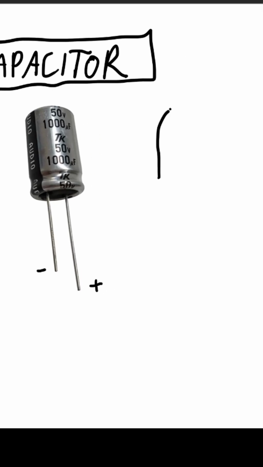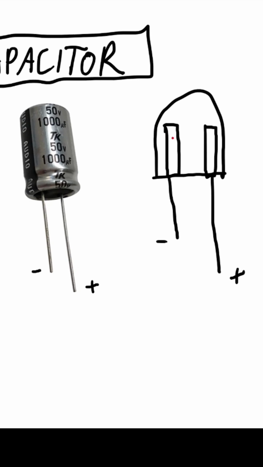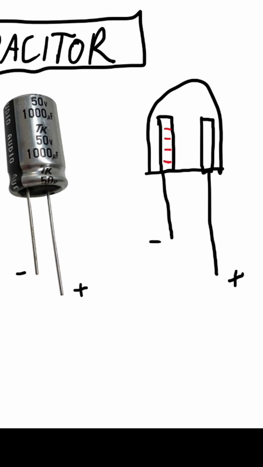Anyways, how does it work? So, a capacitor has two metal plates separated by an insulating material called a dielectric. So first we have charging. When voltage is applied, electrons build up on one plate, creating a negative charge, while the other plate becomes positively charged. This creates an electric field that stores energy.